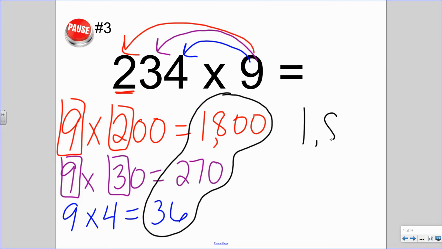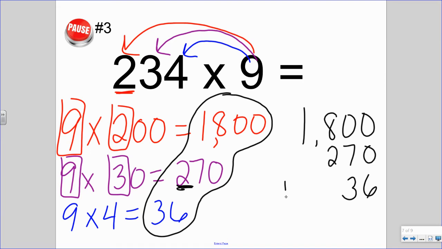So I know that my final answer is going to be all 3 of these parts put together. So we have 1,800. We need to line everything up. This is part of COAS, so that's in the hundreds place. So that's 270, and 36 goes here. And COAS, we simply add column by column, starting in the ones. 0 plus 0 plus 6 is 6. 0 plus 7 plus 3 is 10.